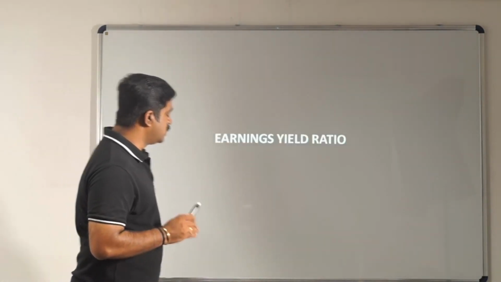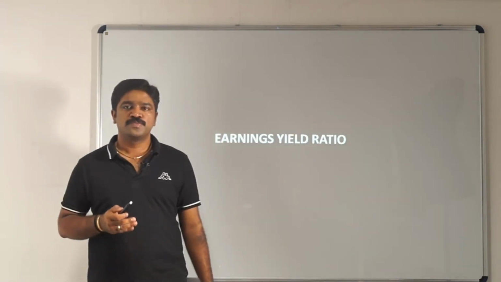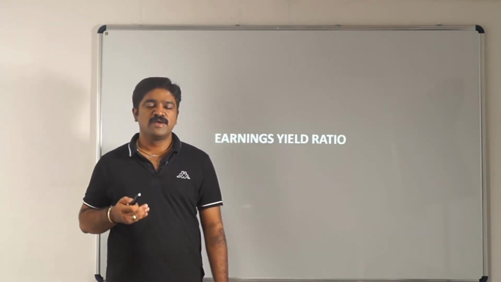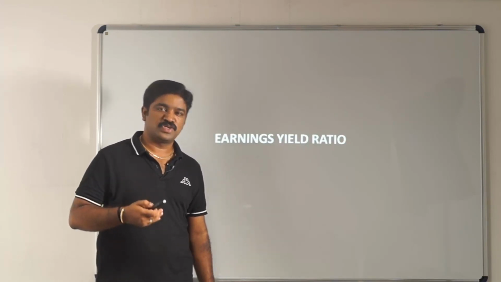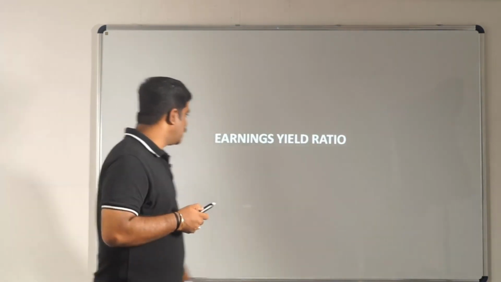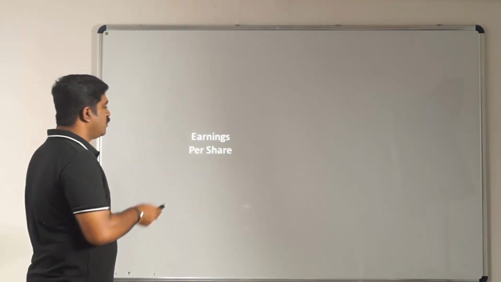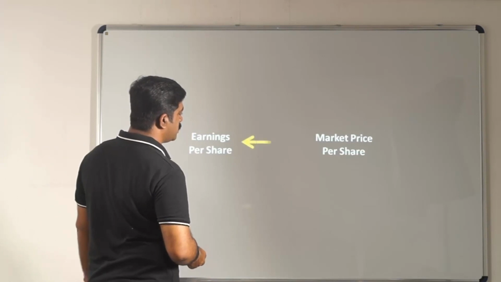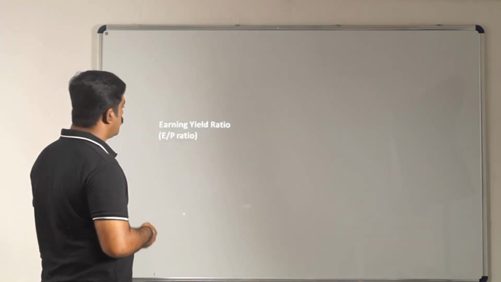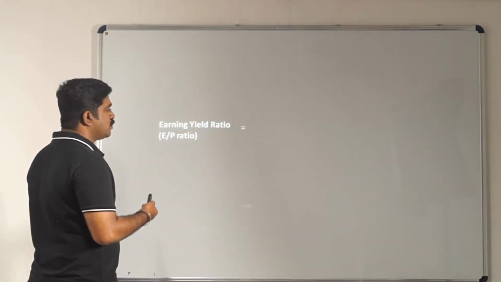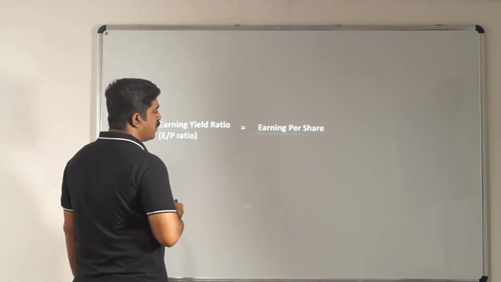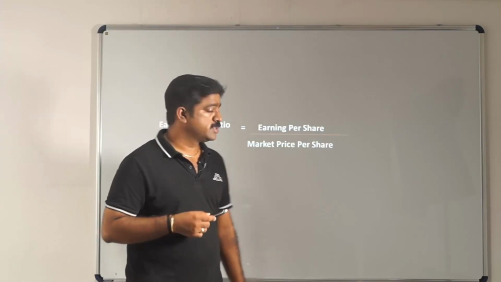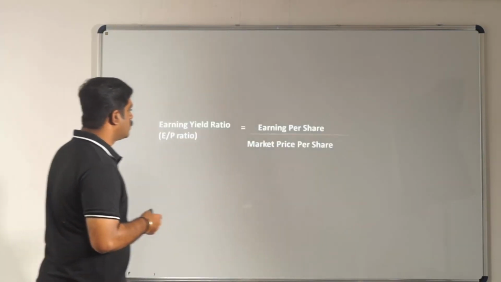In earnings yield ratio, we are going to compare the earnings with market price. We'll be comparing the earnings per share with market price per share. If I make it a formula, earnings yield ratio is nothing but earnings per share divided by market price per share, and this can be expressed in percentage. So that's about earnings yield ratio.